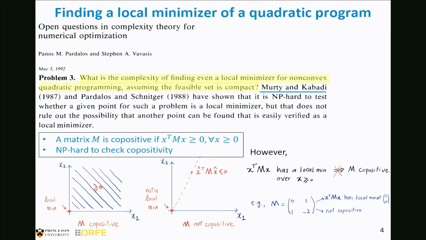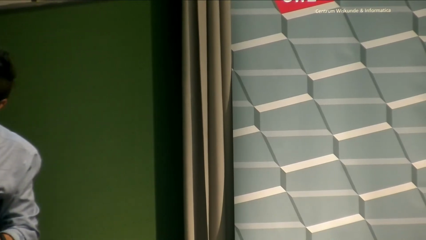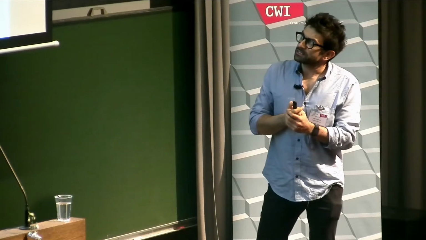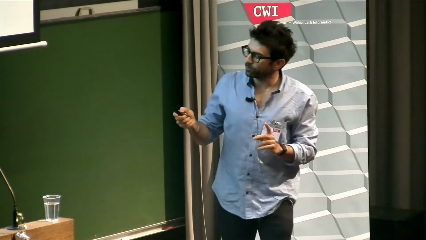Nevertheless, this quadratic function has a local min at a different point, at the point (1, 0). Does that make sense? So there is no one-to-one correspondence between existence of local minima and copositivity of the matrix. Okay. So the next thing I want to clarify is the precise formulation of the question.